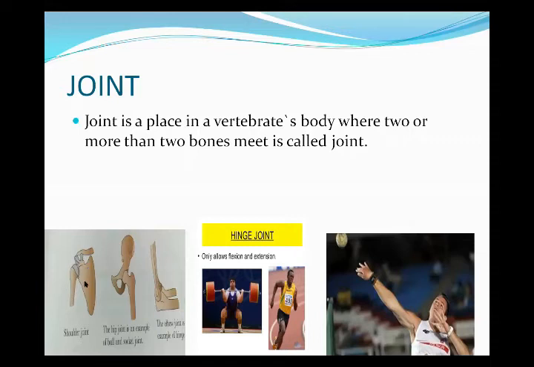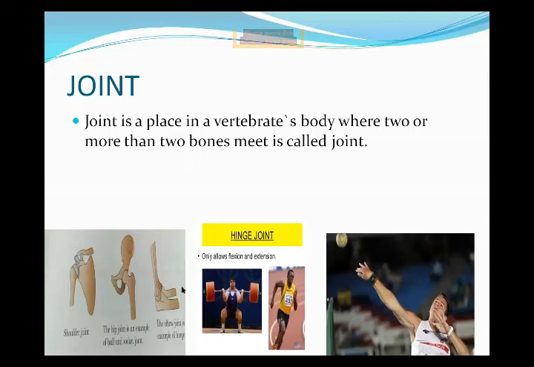Shoulder joints. In a shoulder joint, when anyone swims, when you go to the swimming pool, you use your shoulder joint. And in this picture, you can observe a cricket player, a bowler, throwing the ball. So he uses his shoulder joint. The shoulder joint moves in a circular form. It moves in all directions, and this joint is called a ball and socket joint.